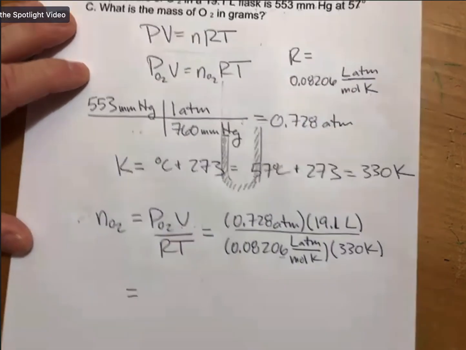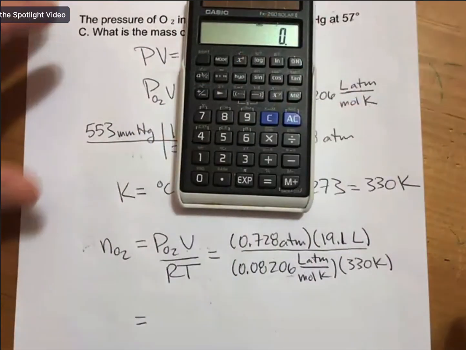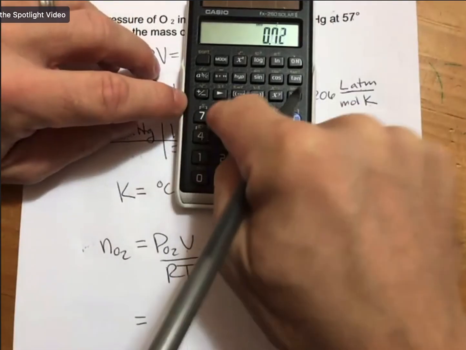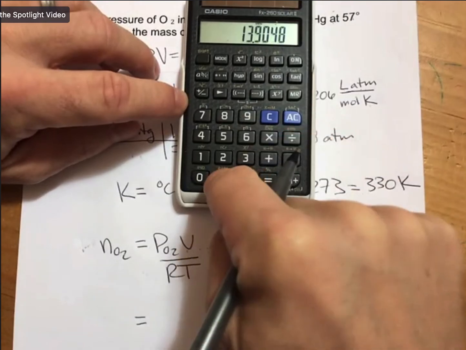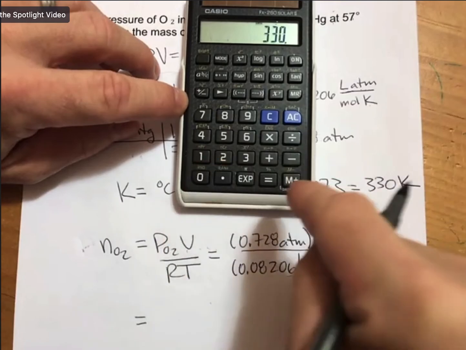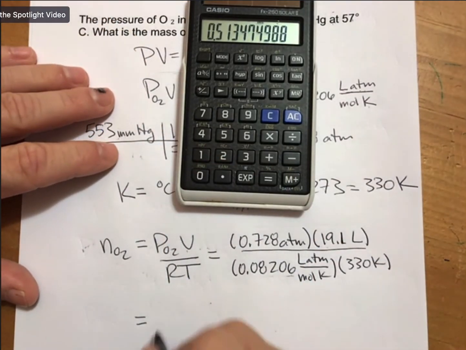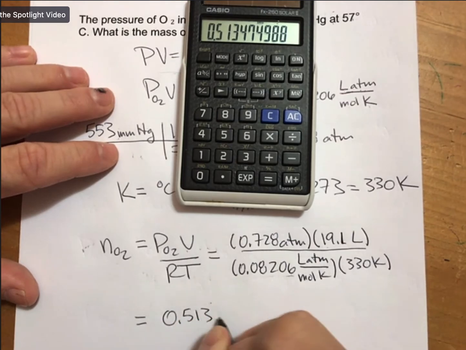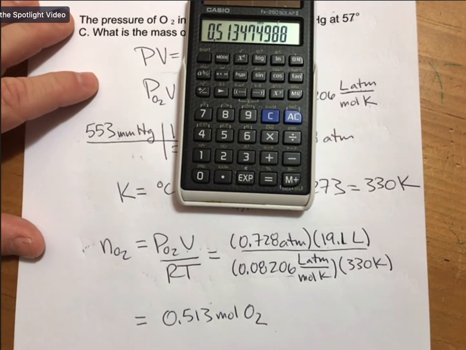And if I multiply this all out, 0.728 times 19.1 divided by 0.08206 divided by 330, I get 0.513 moles of oxygen.